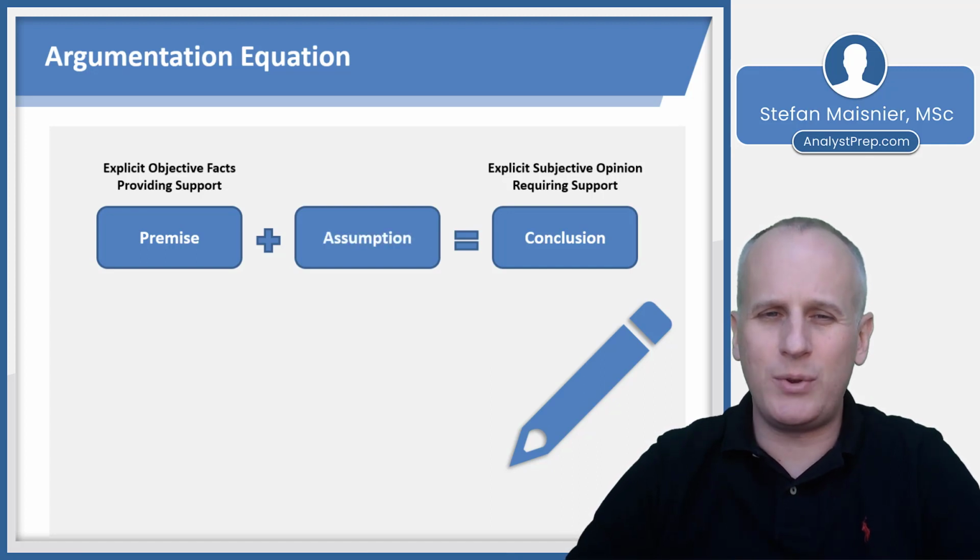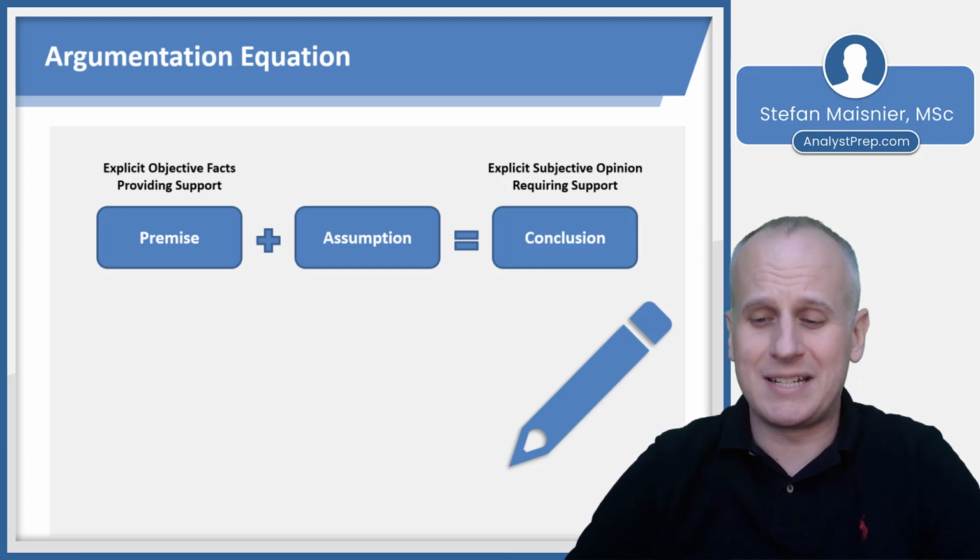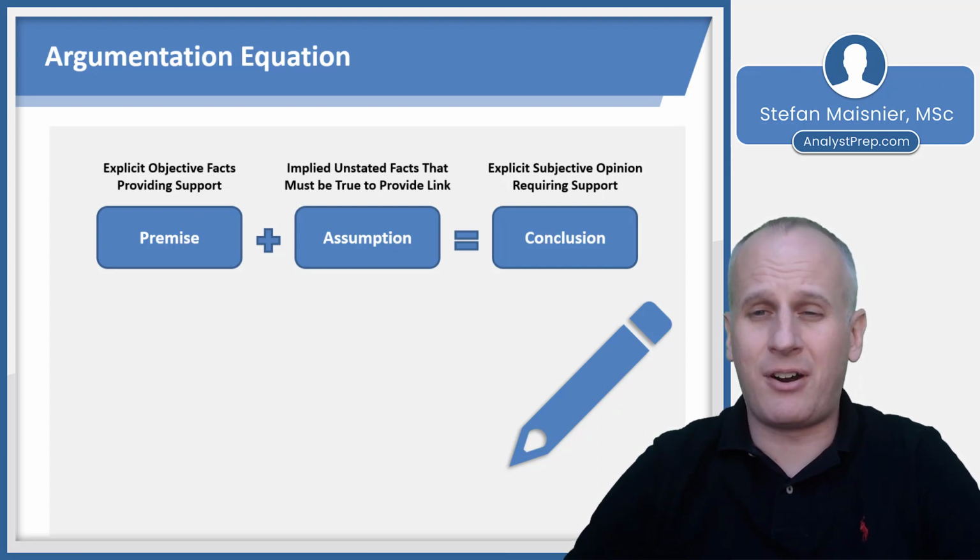But what comes in between the premise and the conclusion in the argumentation equation is what we're going to be addressing in our question task, which is the assumption. And the assumption is going to be an individual or set of facts that are unstated but must be true to link the premise logically to the conclusion.